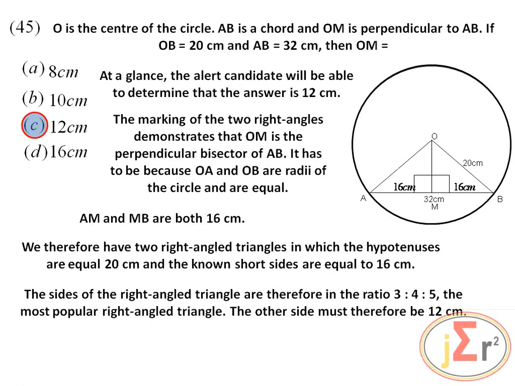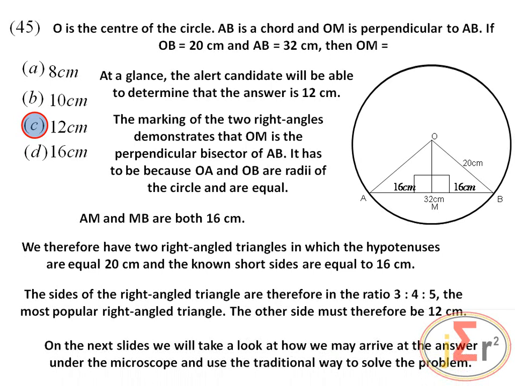And if we can, in our minds, see that the triangle that we have is 3, 4, 5, then it is easy to determine the missing side. So the 3, 4, 5 is the most popular right angled triangle. The other side must therefore be 12 centimeters, and we will see how that may be determined. On the next slides, we will take a look at how we may arrive at the answer under the microscope and use the traditional way to solve the problem.